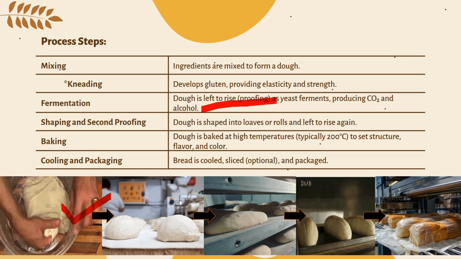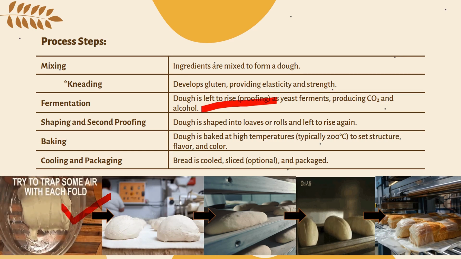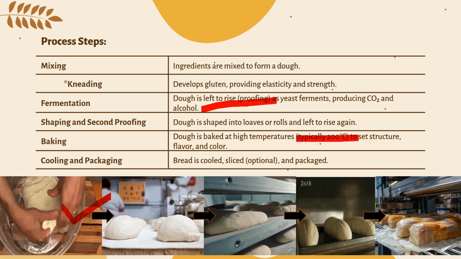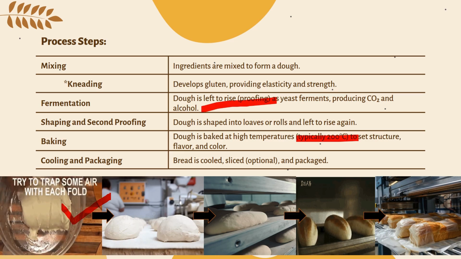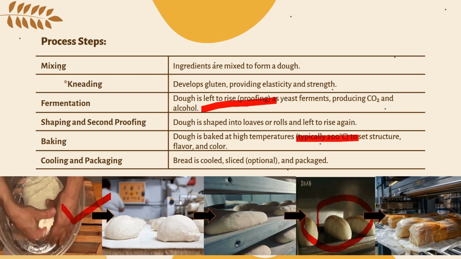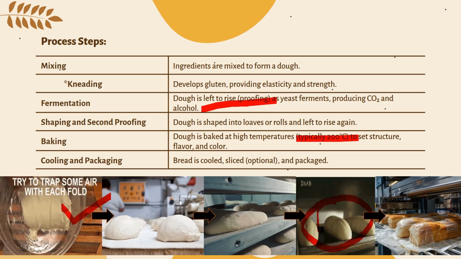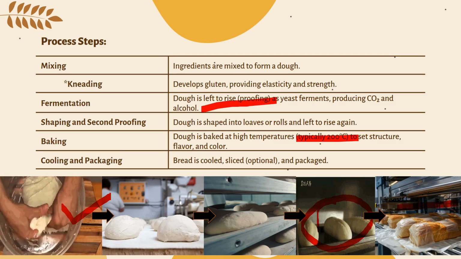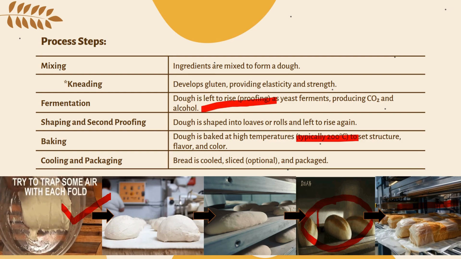After this process, it is baked at high temperatures, typically 200 degrees Celsius, to set structure, flavor, and color. It develops its golden crust, as you can see over here, and soft texture. After this, the bread is cooled, sliced, and packaged. This is all about bread processing.